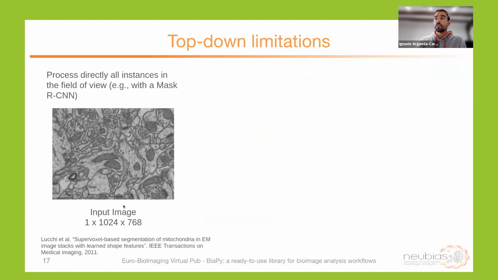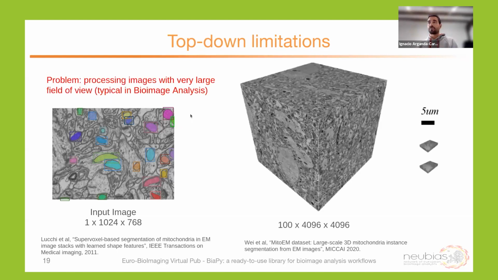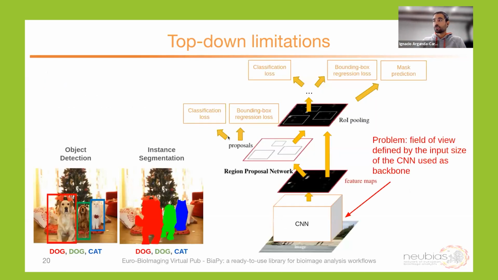So it's a typical one from FIB-SEM, from mitochondrial segmentation. And then if everything goes fine, you have all the masks and all the bounding boxes of your mitochondria. What's the problem here? Well, as Rafa said, typically in bioimage analysis we have much larger images than just 1024 by 768. This is one of the volumes from our MitoEM dataset, and this is an actual comparison with this other dataset that we have here. And this size, of course, we cannot put inside the backbone network here.